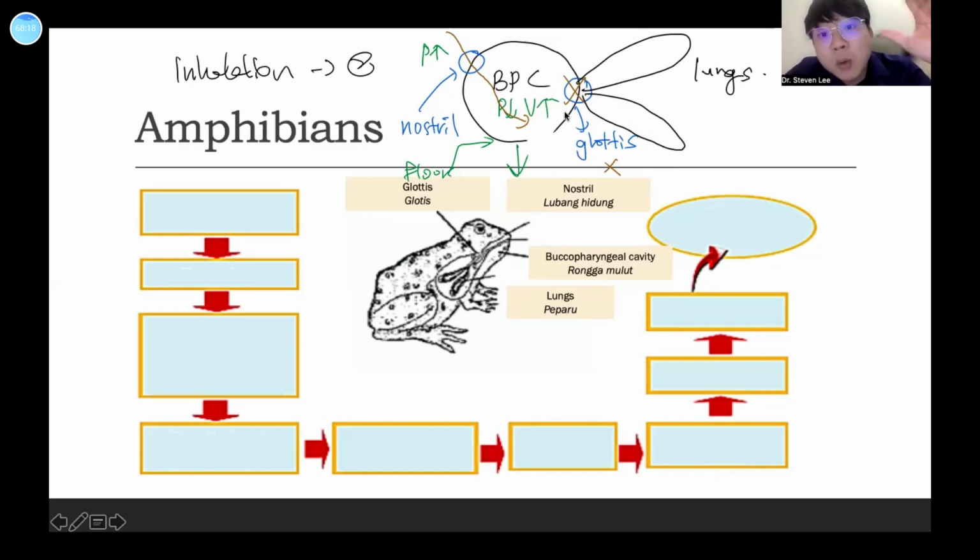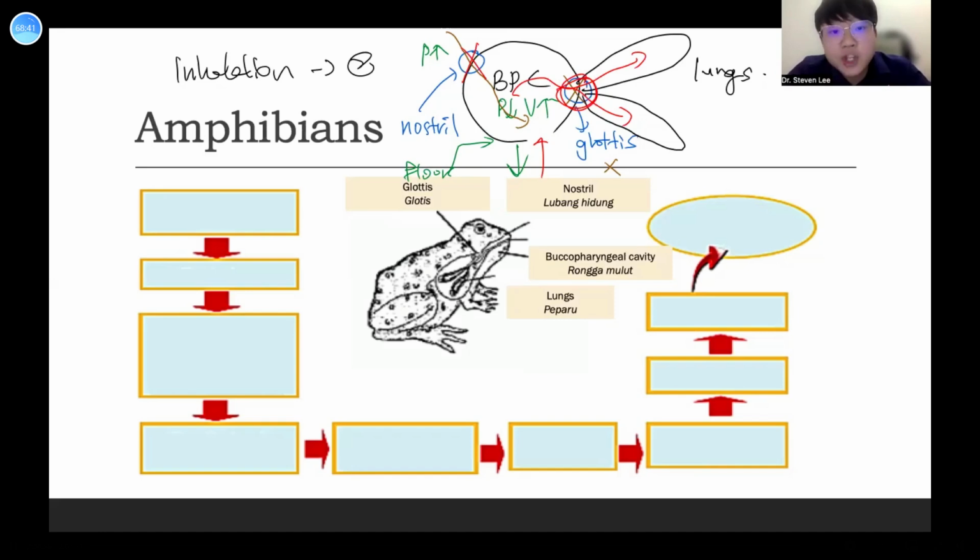Why they do this is because they want all the gas to focus inside the buccopharyngeal cavity first, so that later they can straight away push all of them into the lungs in one shot. So the step 2 of inhalation is the opposite of step 1. They will close the nostril, raise the floor, and open the glottis. So these 3 actions that are labeled in red, what they do is they will actually increase the pressure in the buccopharyngeal cavity so that the air can go into the lungs where gaseous exchange takes place.